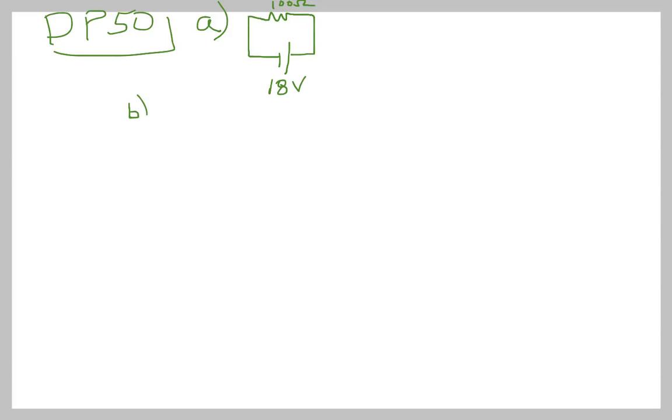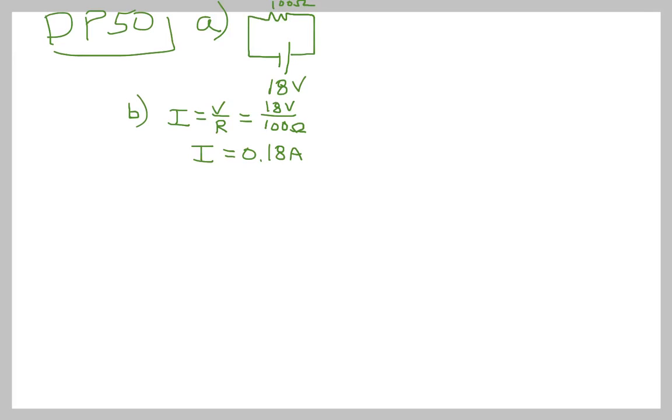Part B asks to find the current through the circuit, and using Ohm's law, we know that current is equal to the voltage divided by the resistance, and we can sub in 18 volts divided by 100 ohms, and when we solve that, that works out to 0.18 amps.